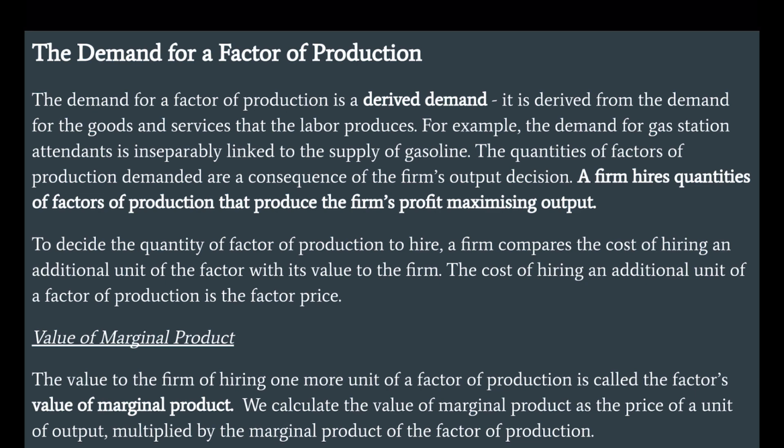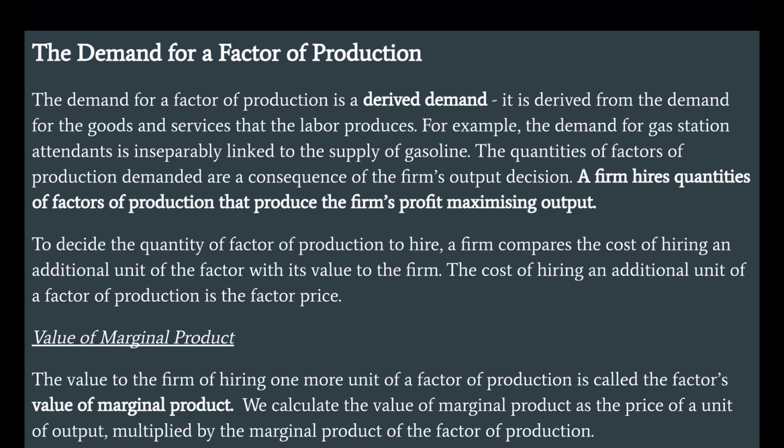To decide the quantity of a factor of production to hire, a firm compares the cost of hiring an additional unit of the factor with its value to the firm. The cost of hiring an additional unit of a factor of production is the factor price. Value of marginal product. The value to the firm of hiring one more unit of a factor of production is called the factor's value of marginal product.